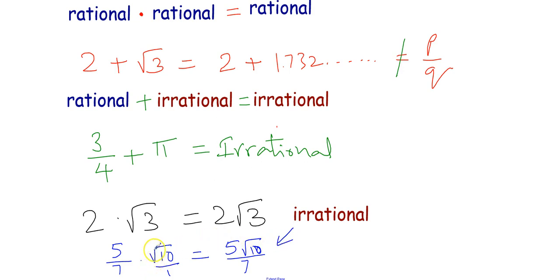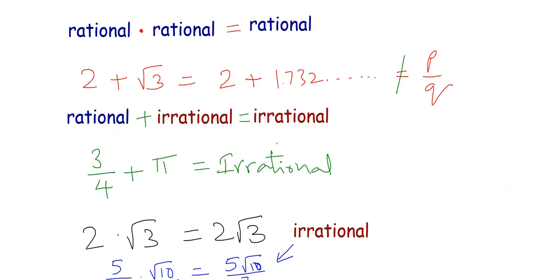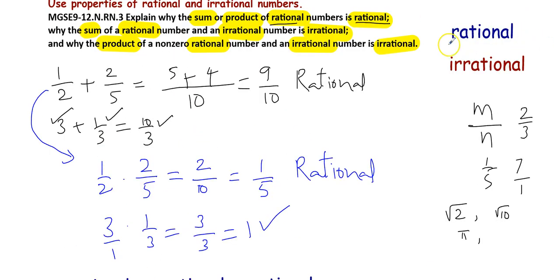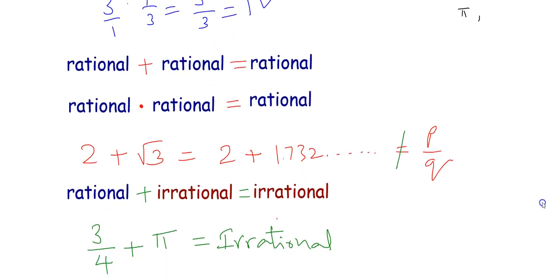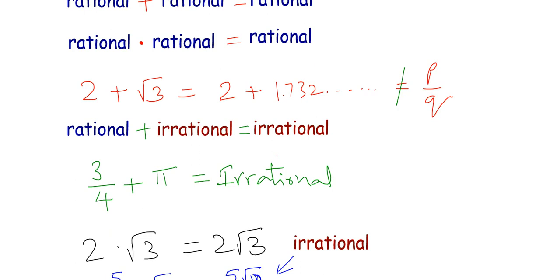So we observe that the multiplication of a rational number with an irrational is still irrational. So that's what the standard says. Whenever you add or multiply two rational numbers, the result is rational, and the sum of a rational and an irrational number is irrational, and the product of a non-zero rational number with an irrational is resulting in an irrational number. So that's what we have observed here.